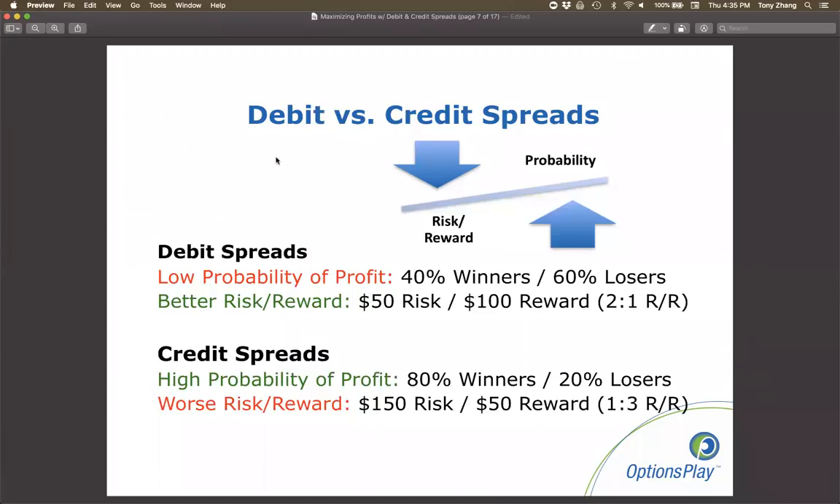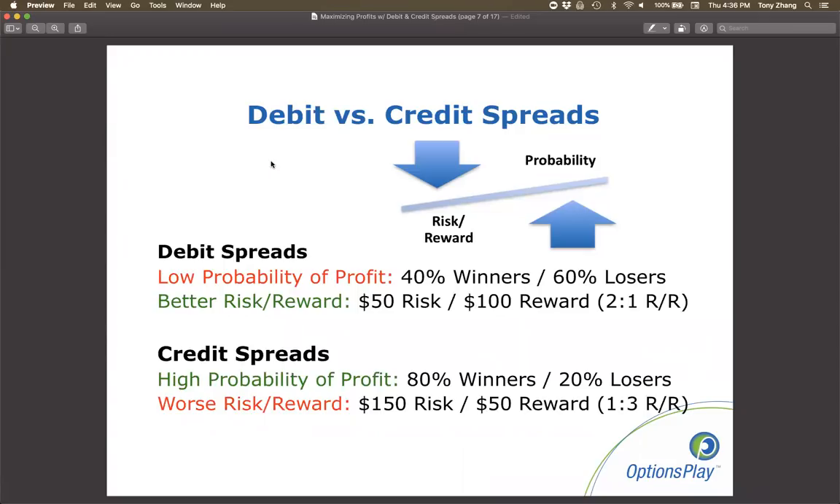So what I really wanted to explore here is understanding the difference between debit versus credit spreads. Now that we talked about how they're constructed and the rationale behind when to get in, I want to look at the difference between debit versus credit spreads from a probability and risk to reward perspective. The reason I keep drilling this in my webinars is because I still keep getting the question a lot from users: how do I find high probability trades?